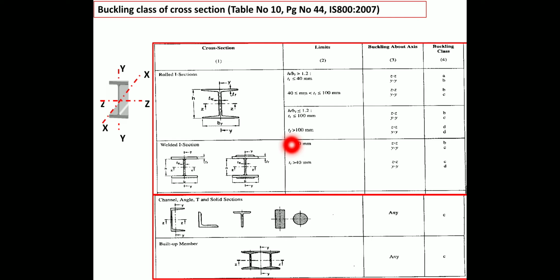If the thickness of flange exceeds 100 mm, then the axes are Z and Y and the class may change, that is D and D class.